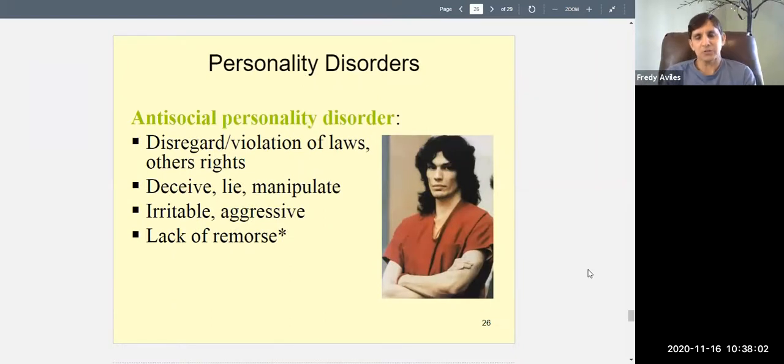Here's another one for you guys. There's also antisocial personality disorder. Oh, by the way, narcissistic personality disorder is a lot more common in men than in women. And here's another one that is more common in men than in women: antisocial personality disorder. This is the type of personality disorder where basically you disregard other people's rights, you violate the laws, and you basically do whatever the hell you want. You deceive, you lie, you manipulate, right? You're irritable, aggressive. And here's a key thing. These people lack remorse. They do not feel bad for their victims.